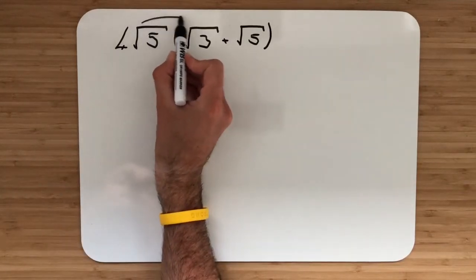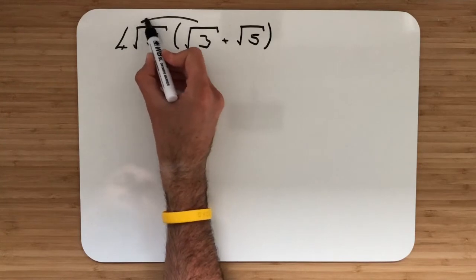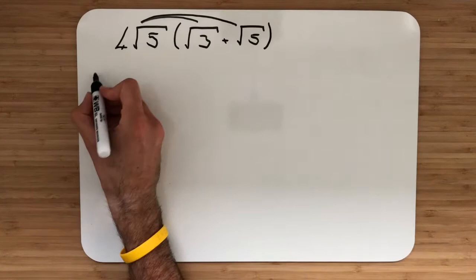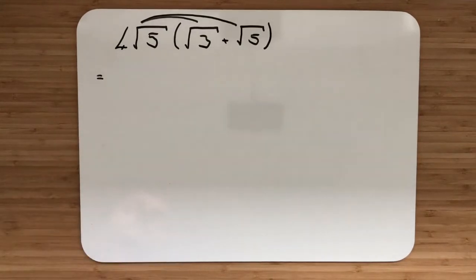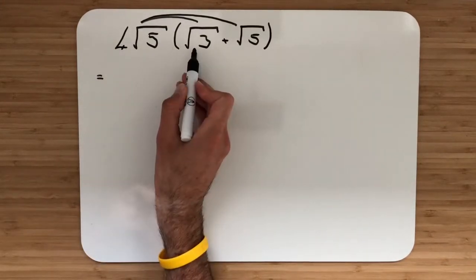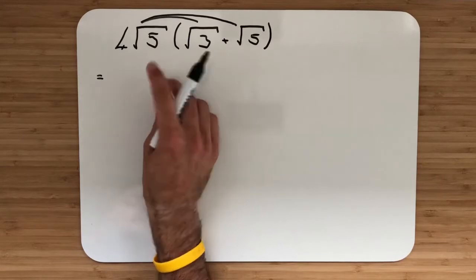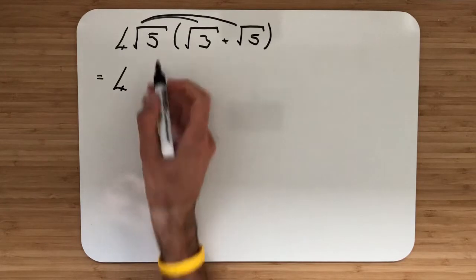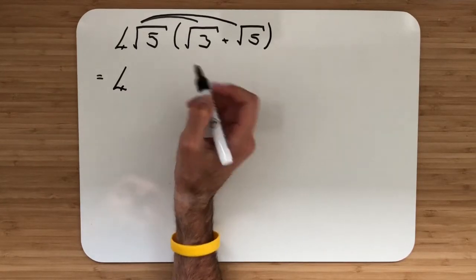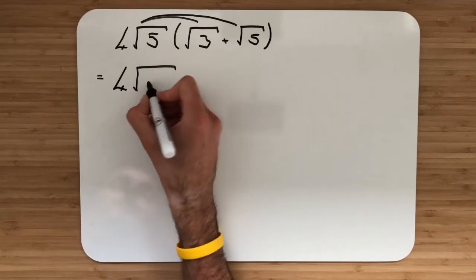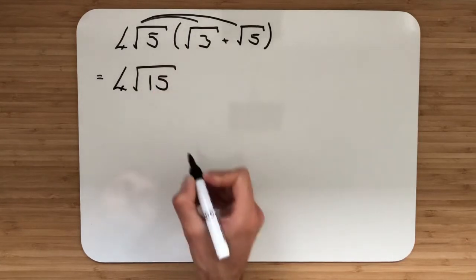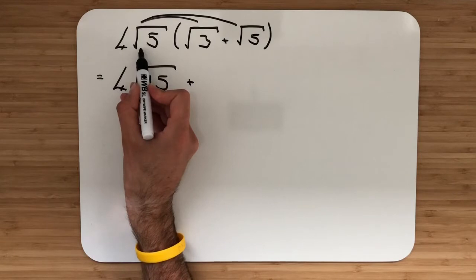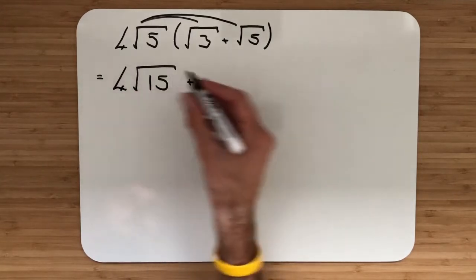4 root 5 will multiply the root 3. 4 root 5 will multiply the root 5. So let's go through this process. 4 root 5 multiplied by root 3. We can only multiply things that are both underneath a root sign. So I'm going to leave my 4 here. Root 5 multiplied by root 3 will be root 15. I'll put my addition symbol in. 4 root 5 multiplied by root 5 will again leave the 4.